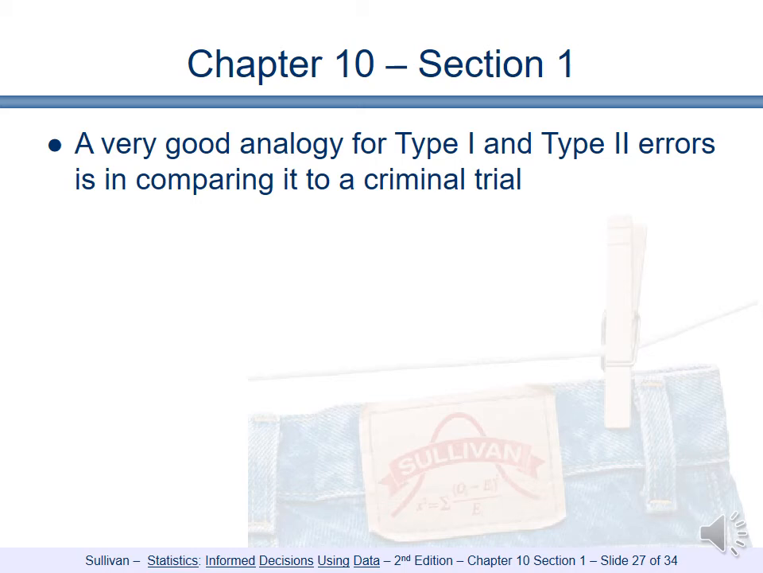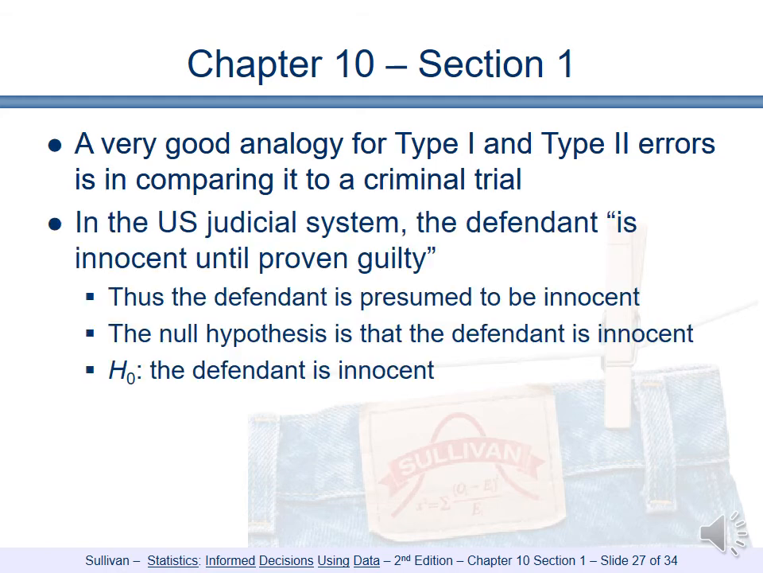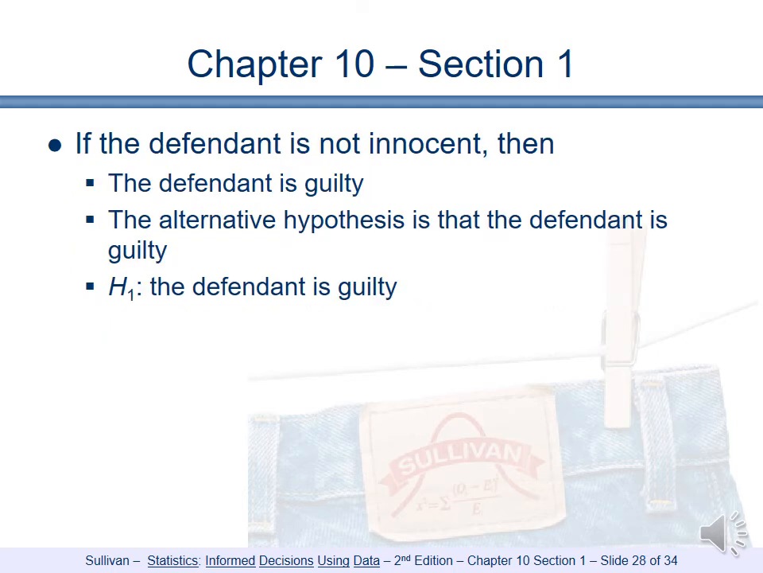A very good analogy for type 1, type 2 errors is comparing it to a criminal trial. In the U.S. judicial system, the defendant is innocent until proven guilty. Thus, the defendant is presumed to be innocent. The null hypothesis is that the defendant is innocent. So H sub 0, the defendant is innocent. If the defendant is not innocent, then the defendant is guilty. The alternative hypothesis is that the defendant is guilty. So H sub 1, the defendant is guilty.